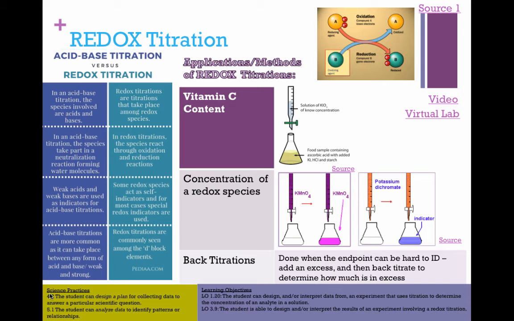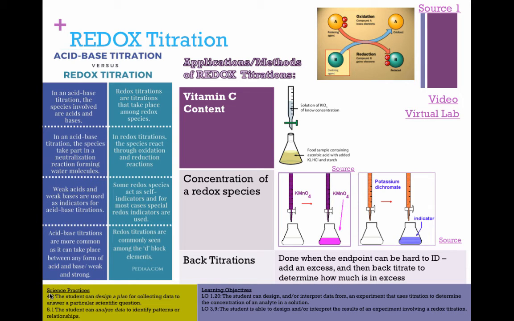And usually the redox species act as their own indicator, changing colors. Acid-base titrations are usually more common. Redox titrations are normally seen among the d-block elements, transition metals, like Mn.